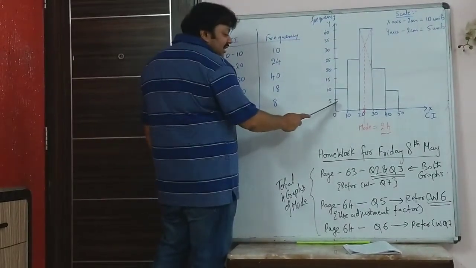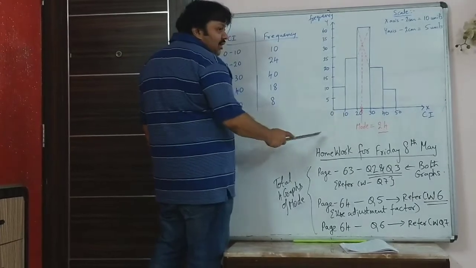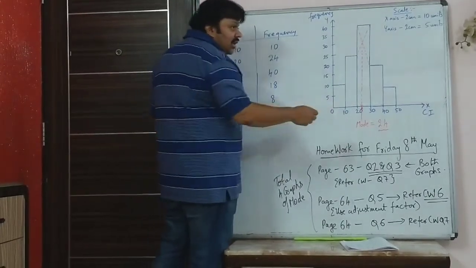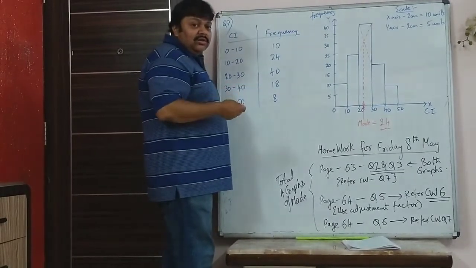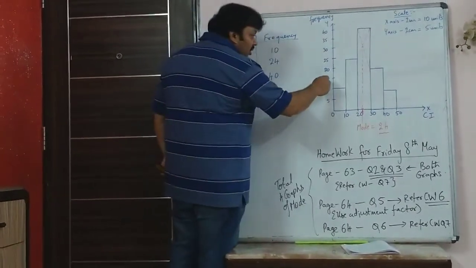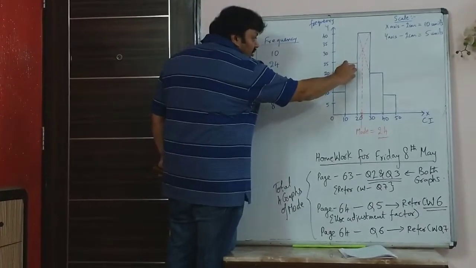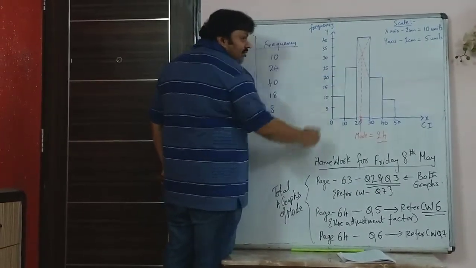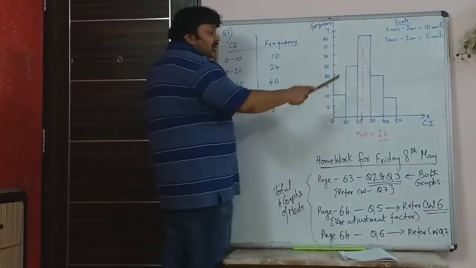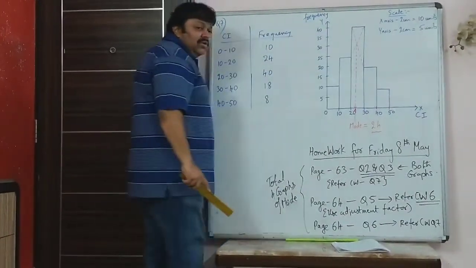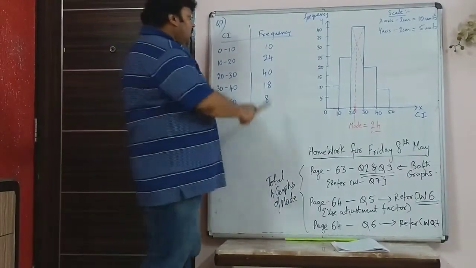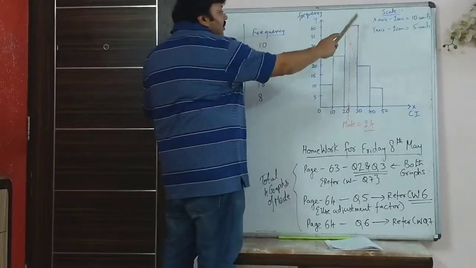Now 10 small lines is equal to 5. So each small line is 0.5. 10 lines is 5, so each small line is 0.5. So for 24, you have to draw 2 lines below 25, because one line below 25 is 24.5 and 2 lines below 25 is 24. The next value is a perfect number, 40.